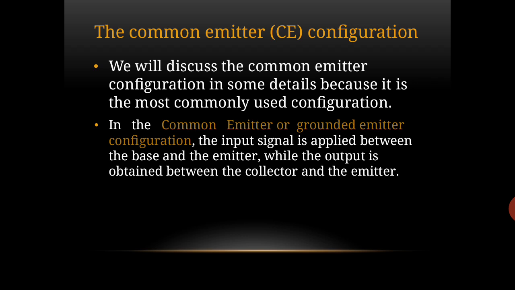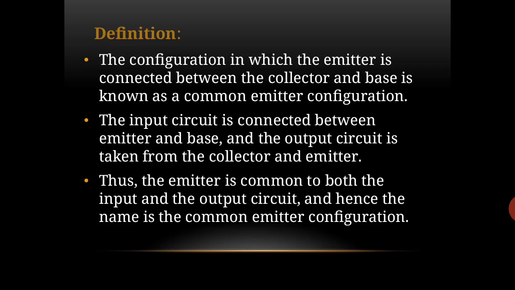So we will discuss the common emitter configuration in some detail because it is the most commonly used configuration. The common emitter is also called grounded emitter configuration. The input signal is applied between the base and the emitter, while the output is obtained between the collector and the emitter. Now let's see in detail.